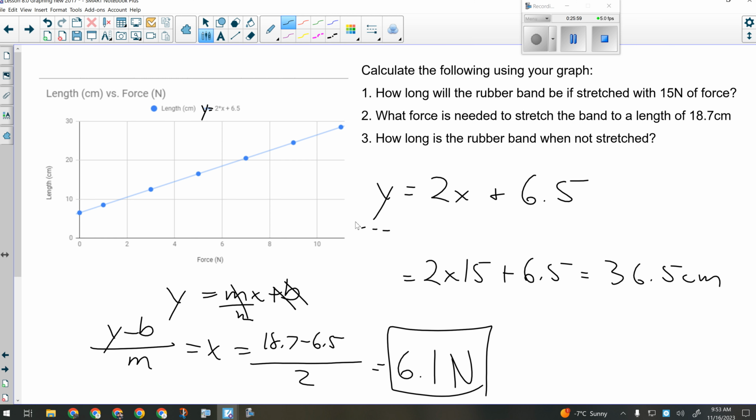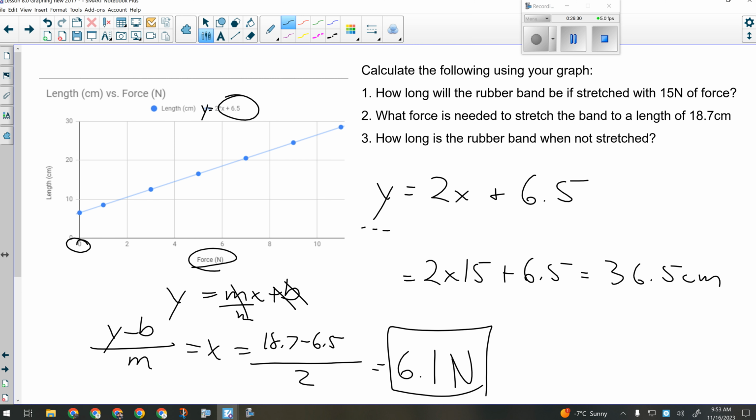Last question. Does this involve any calculating? Nope. The answer is right there in the equation. How long is the rubber band when it's not stretched? Stretching involves applying a force. If I apply no force, how long is the rubber band? 6.5 centimeters. That's the y-intercept. It tells me the value of y, length, when the value of x, force, is 0.